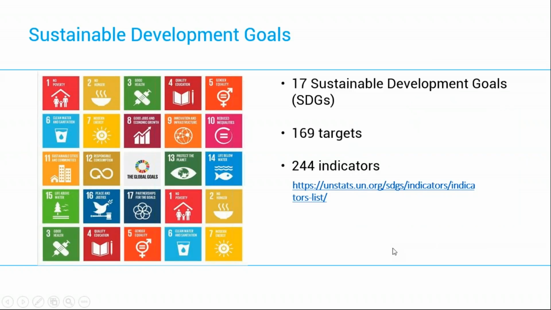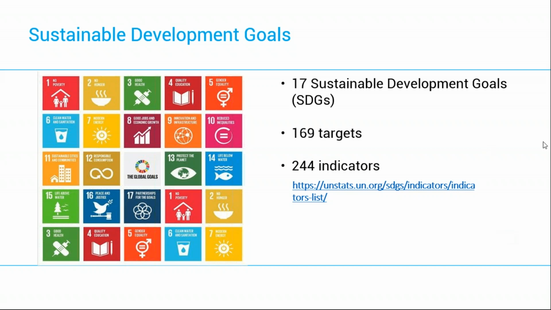Okay. So anyway, the SDGs include 17 goals, 169 targets, and 244 indicators. What we're going to be really talking about today is the process around the indicators, and specifically the process that led to the development of SDG 12.6.1, which is the indicator that we're talking about here in terms of corporate sustainability reporting.